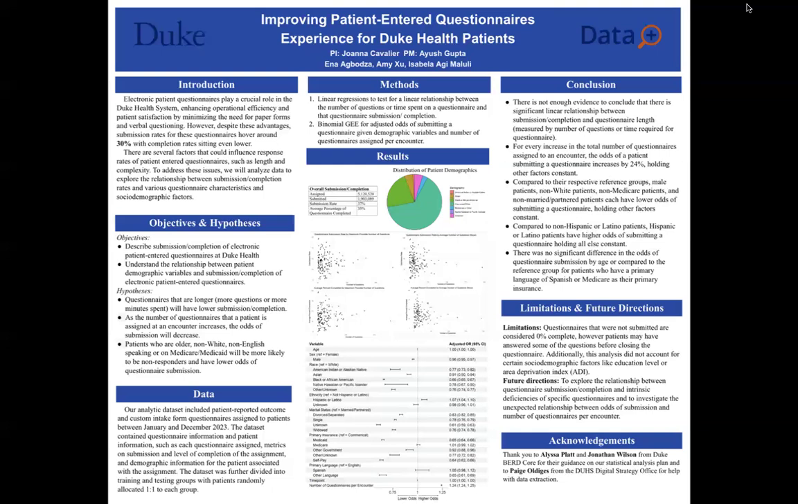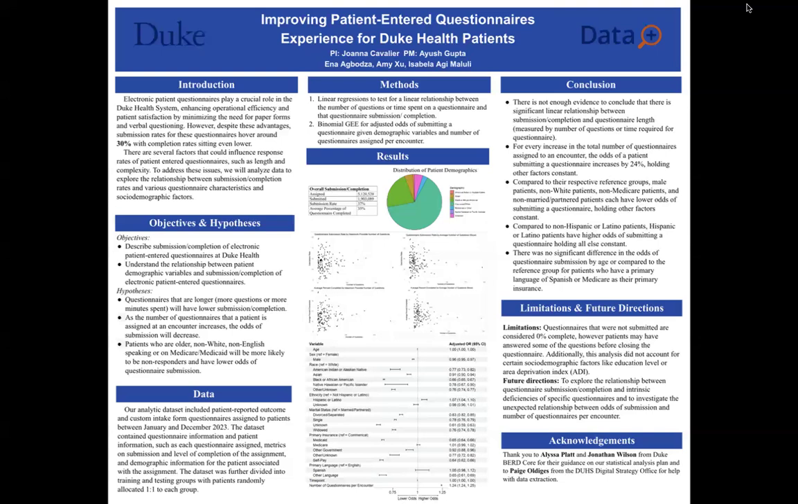So our methods for addressing these objectives were first to use linear regressions to test for a linear relationship between number of questions in a questionnaire or time spent on a questionnaire and that questionnaire's individual submission and completion. And second was to use a binomial GEE to find adjusted odds of submitting a questionnaire given different demographic variables and the number of questionnaires assigned per encounter.